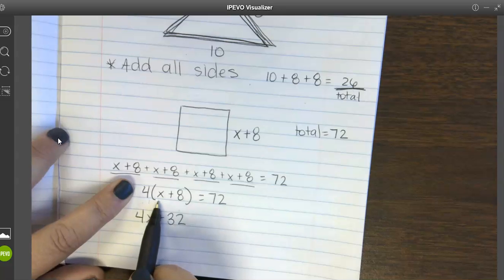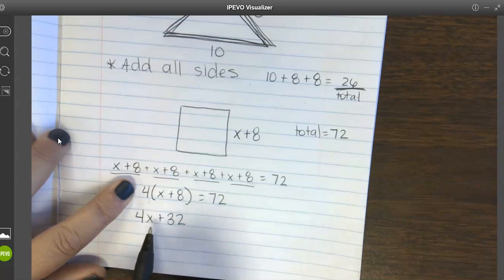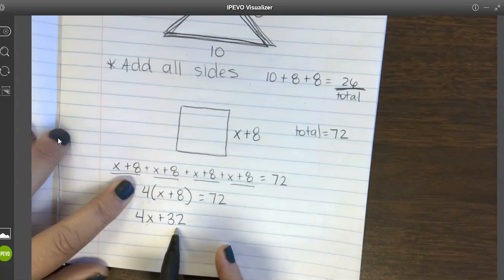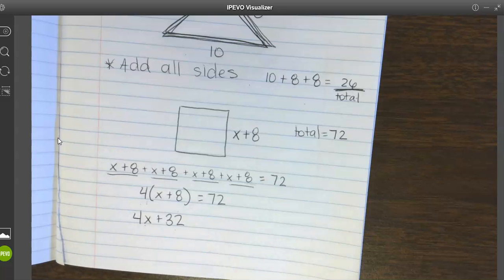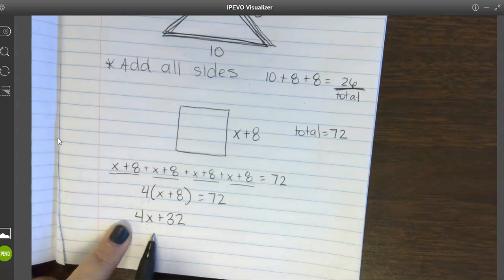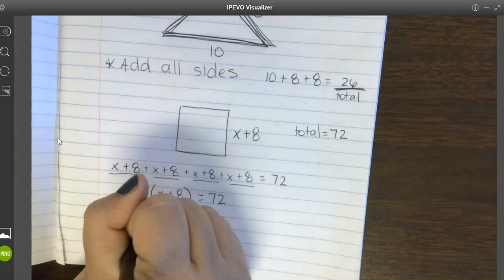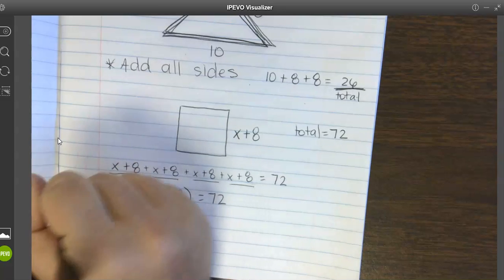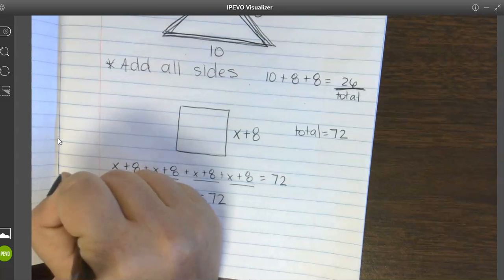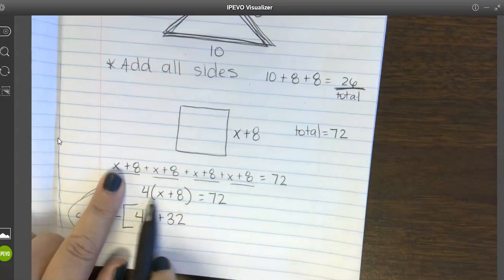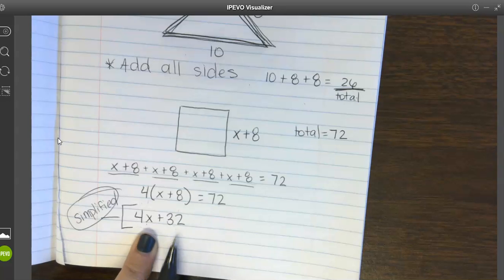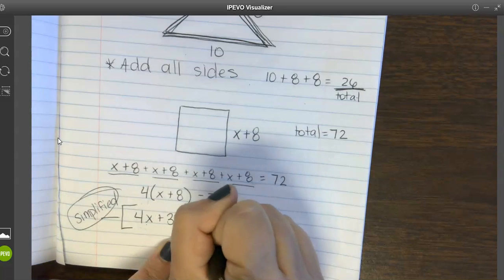Now if I simplify this one, since these are equivalent, it's going to be the same. So 4 times x is 4x, and 4 times 8 is 32. So once again, just like we've talked about simplifying and solving, I'm going to have this in simplest form before I can solve it. So this one is important because it is simplified. So creating these equations are great, but making sure that it's in simplest form before you solve is important.